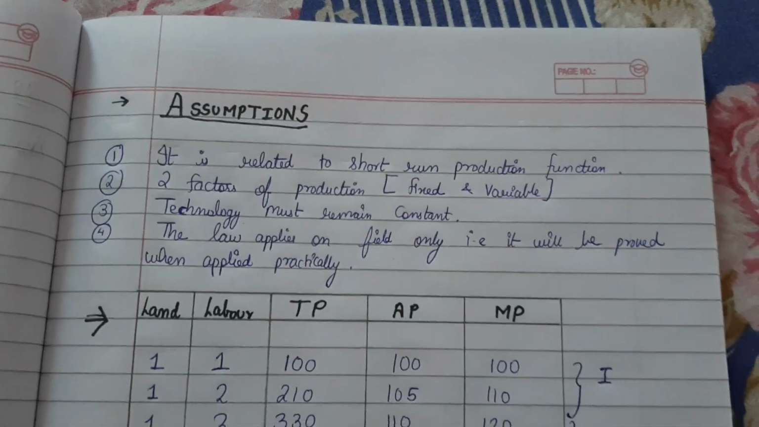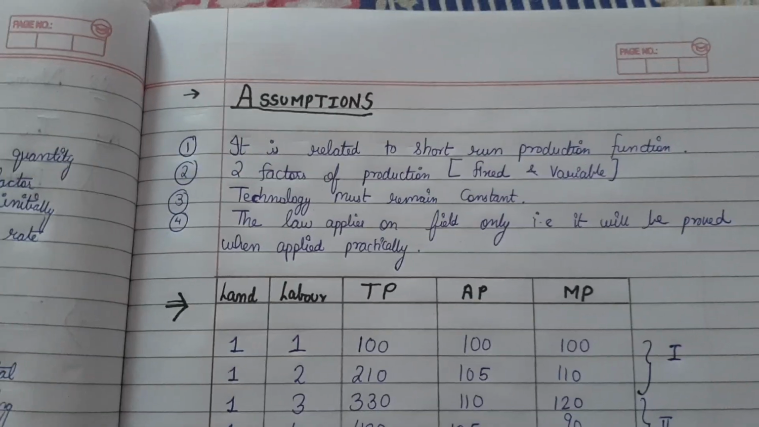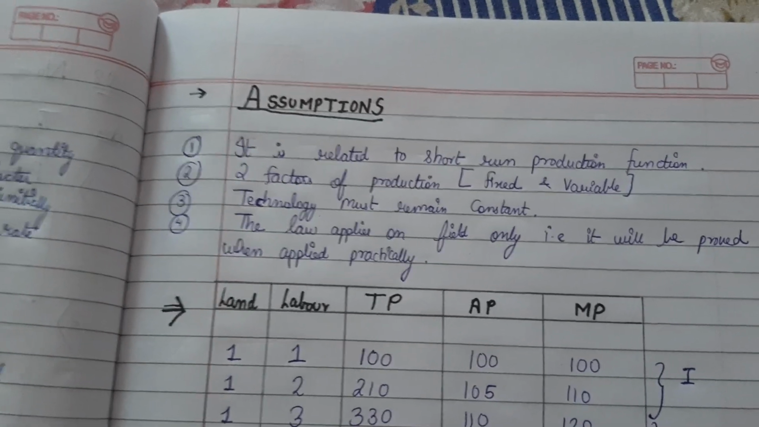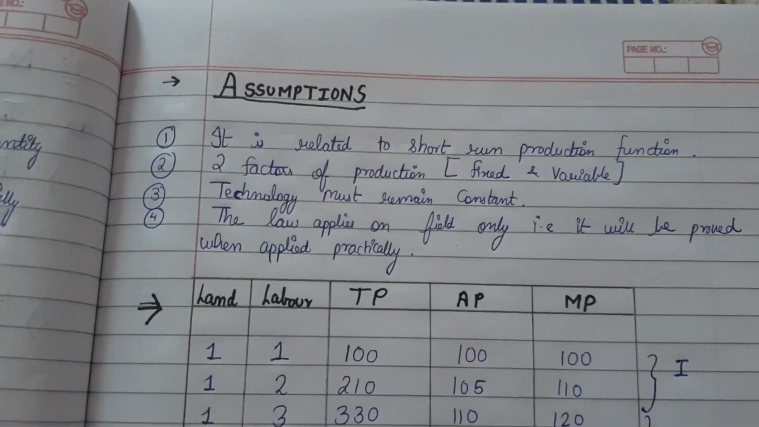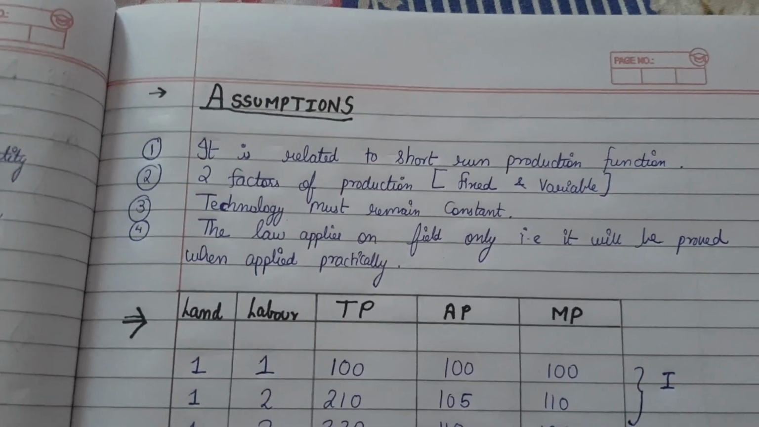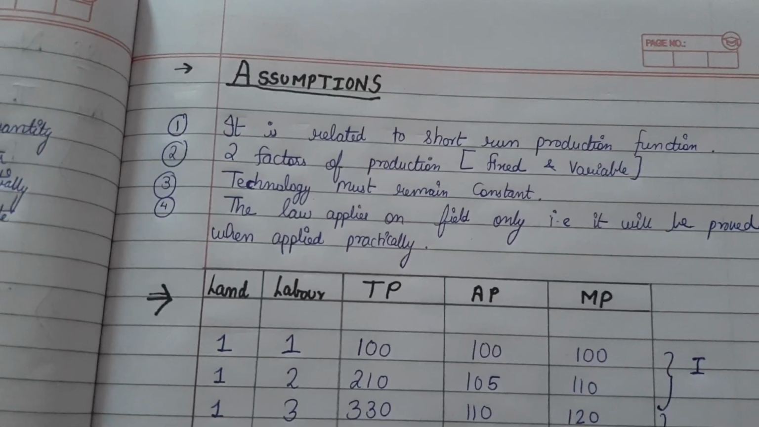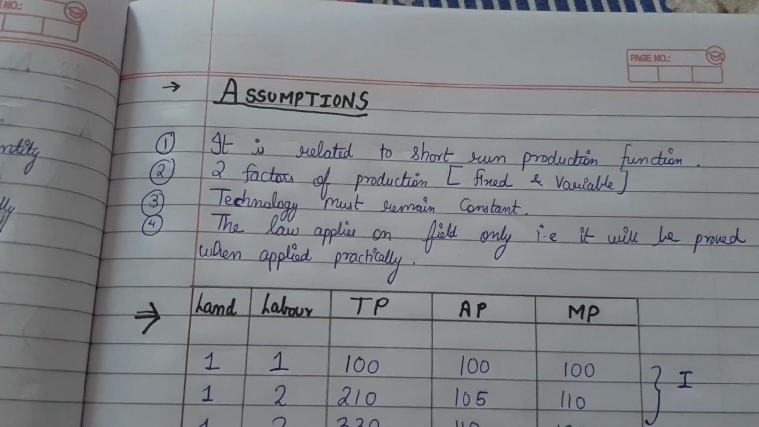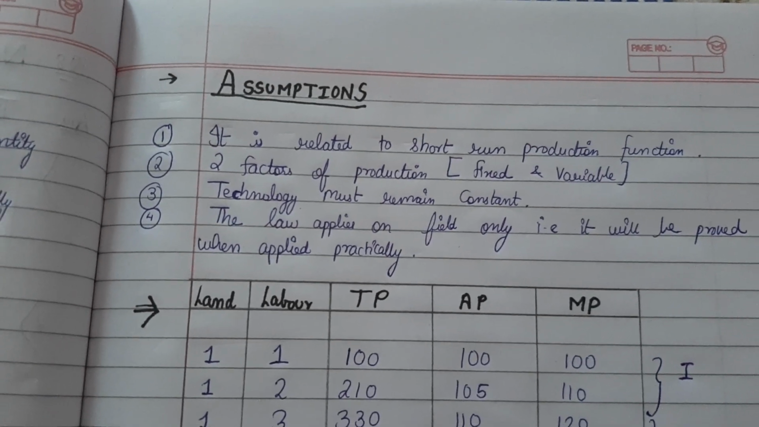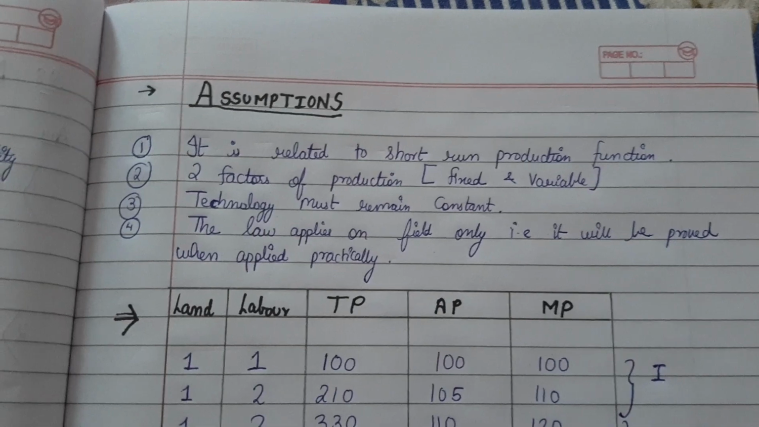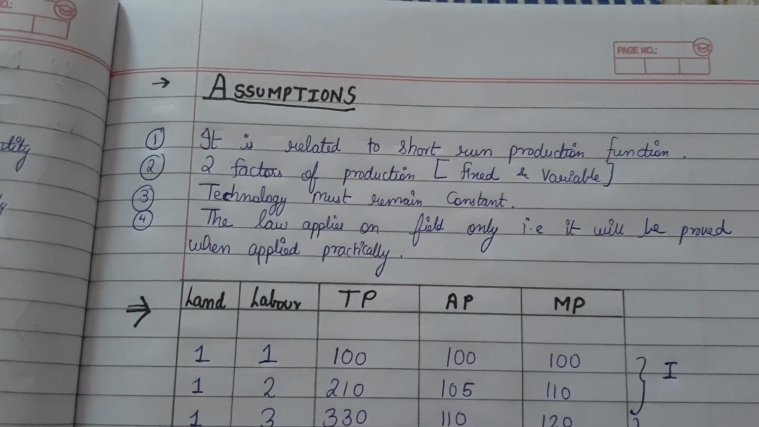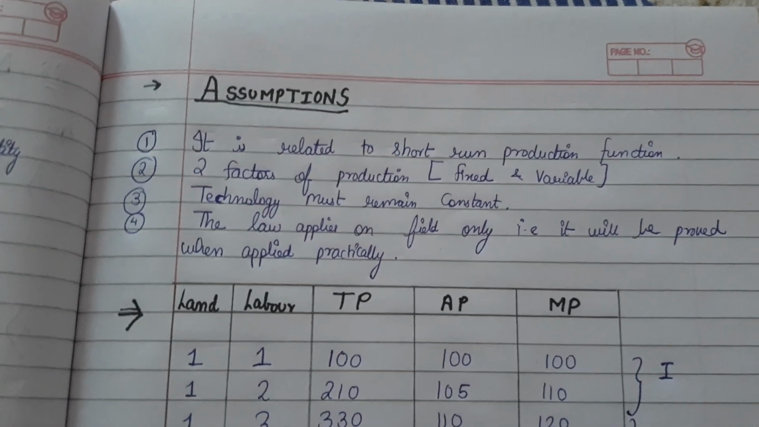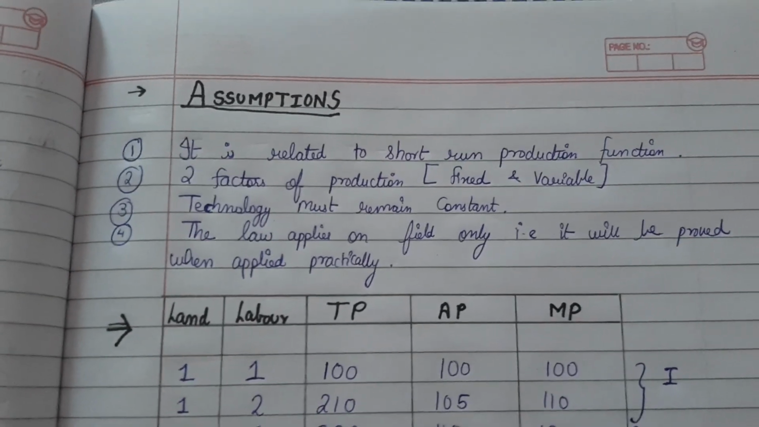Let's talk about the assumptions of this law, where this law holds its validity. It is related to the short run production function, as we've seen in the definition as well. We've talked about fixed factors and variable factors, so it is related to the short run production function. Since it is related to the short run, there must always be two factors of production, that is fixed and variable factors. Technology must remain constant, and this law applies to the field only. That is, this law will be proved only when it is applied practically.